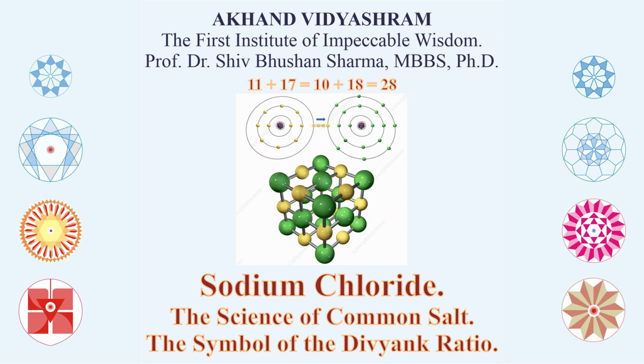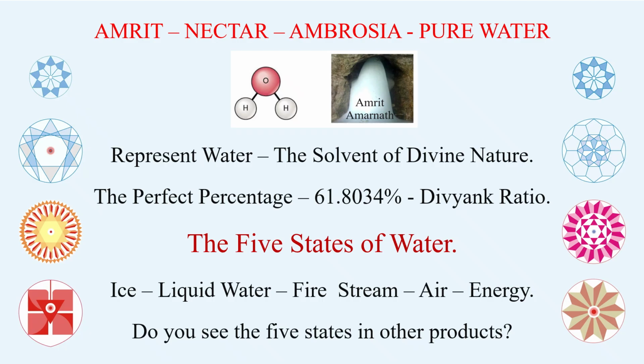Let's discuss sodium chloride, the science of common salt, the symbol of divine ratio. As I've been very clearly talking about universal consciousness, one point I want everybody to understand: Amrit, nectar, ambrosia is pure water. And it represents the whole thing in the divine consciousness, and 61.8034% should be on the earth, in the human body and in the cells.